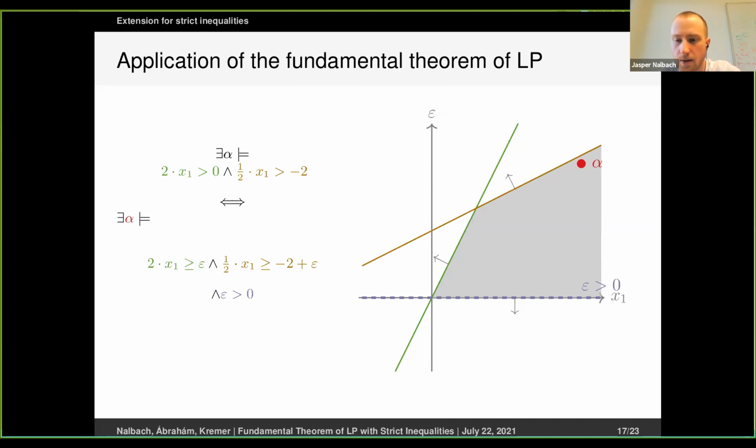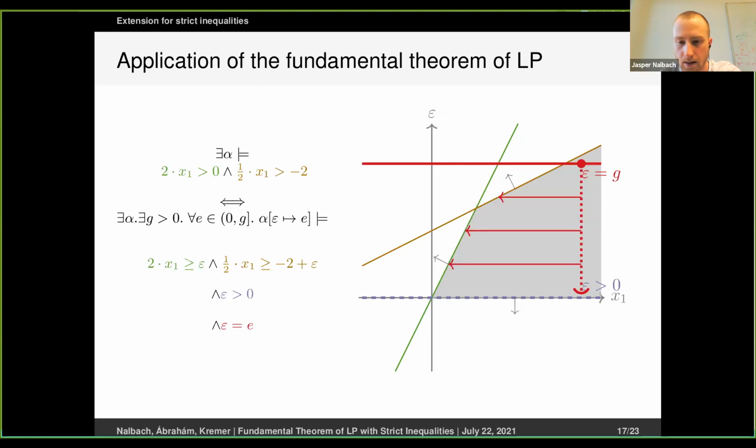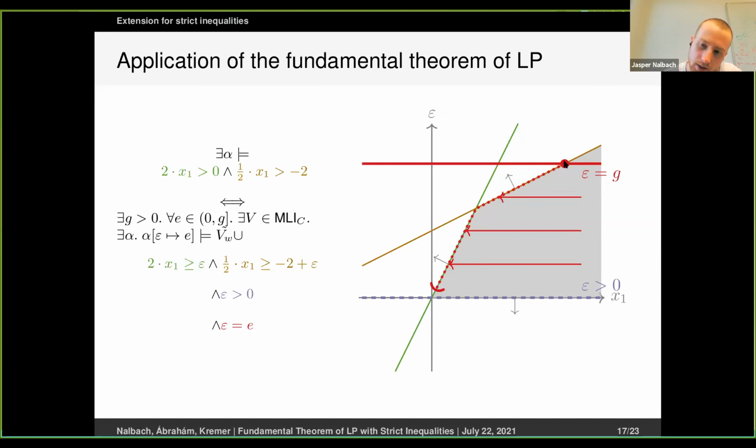So we take any point alpha. And what we now know from the previous slide is that any point between epsilon equals 0 and this point is a solution of the transformed system. Okay. And then we apply the fundamental theorem of linear programming to move all those points to the boundary of the solution set. And now we know that we can move this red point here along those boundaries.